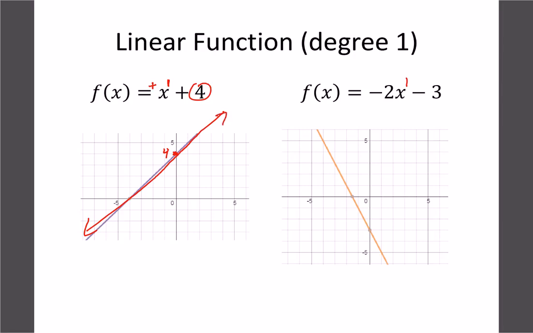We don't necessarily know too much other than the slope is 1, so we could actually sketch it out. Over here we've got a slope of negative 2, so that means our line is going to slope the other direction, and the negative 3 is telling us our x-intercept.